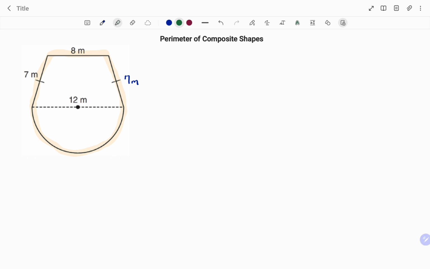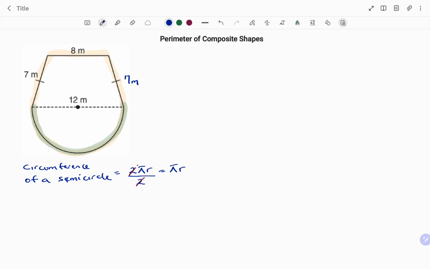To find the length of the curved path, we are going to use the formula for the circumference of a circle. The circumference of a circle equals 2 pi r. However, because this is a semicircle, we divide 2 pi r by 2. The 2 cancels, so what we have is pi r.